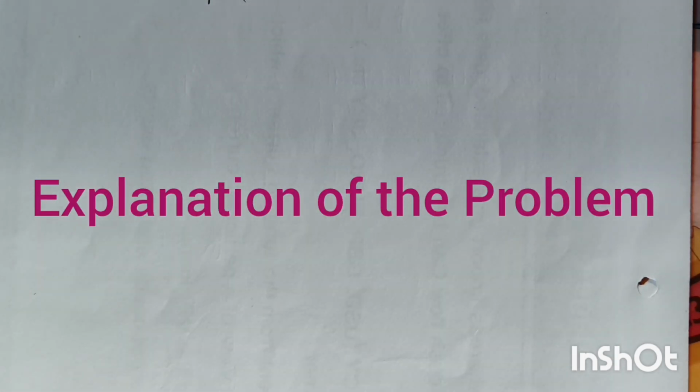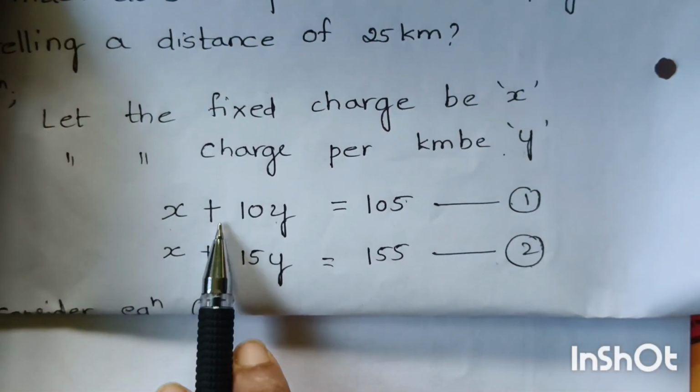Now let me explain this. Now look at these two equations. X plus 10y is equal to 105.